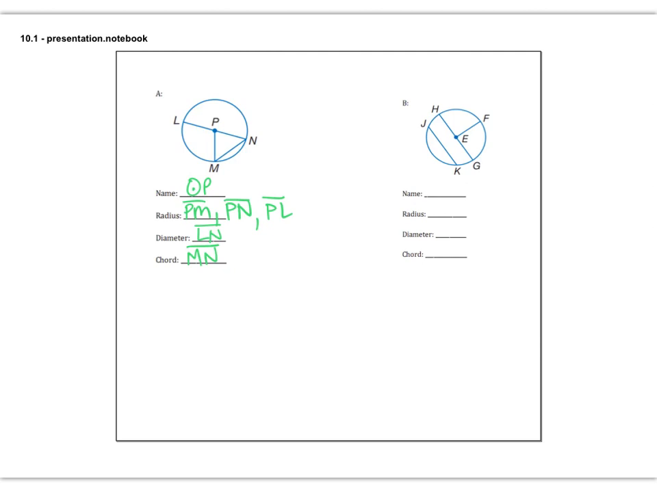So go ahead and pause the video again if you need to and do part B. And as you can see, I've filled in part B. Go ahead and check your work. Remember to put those segment bars on there. If you forget those on the quiz, it would be a half a point off. So you have to have that little symbol above the segment.